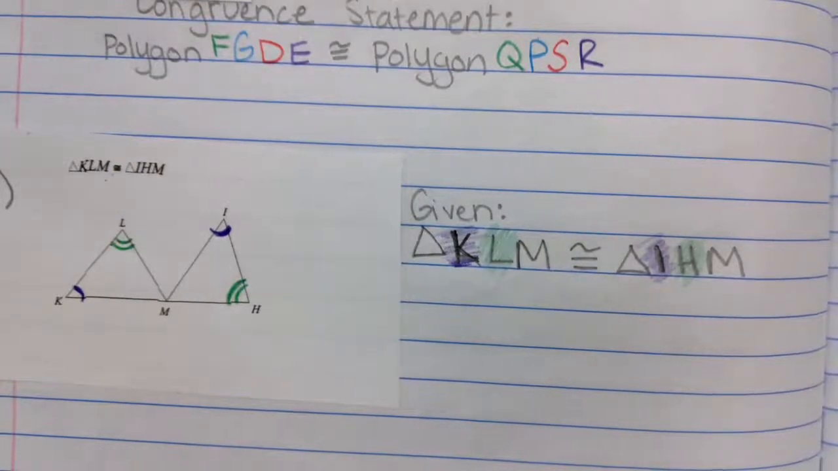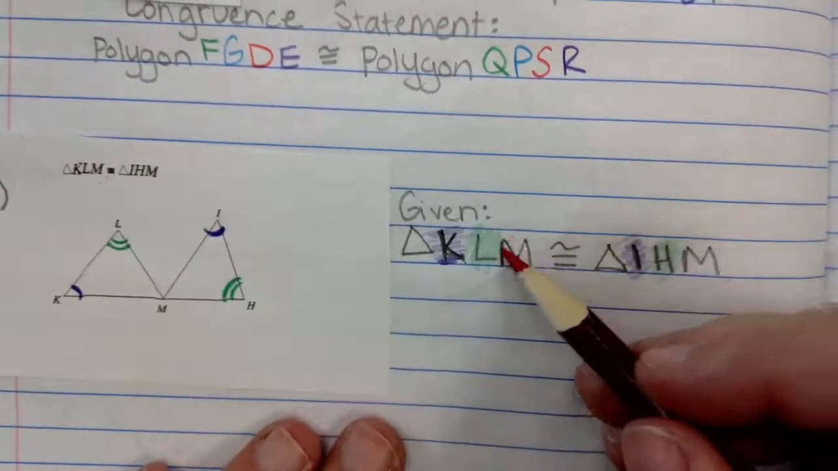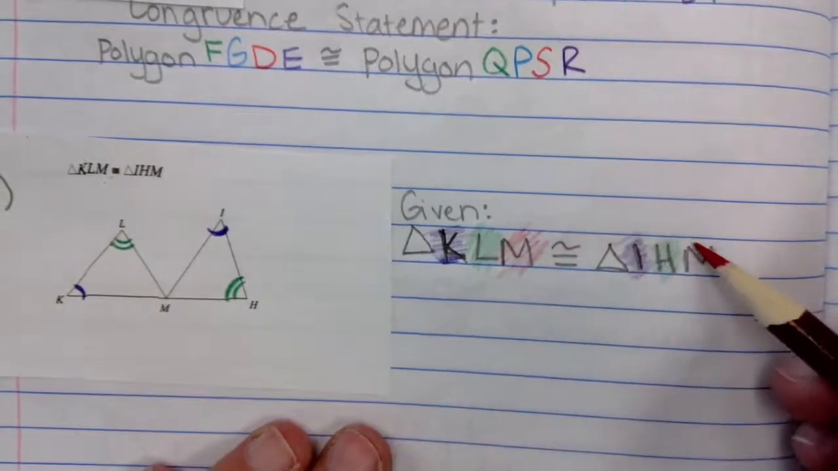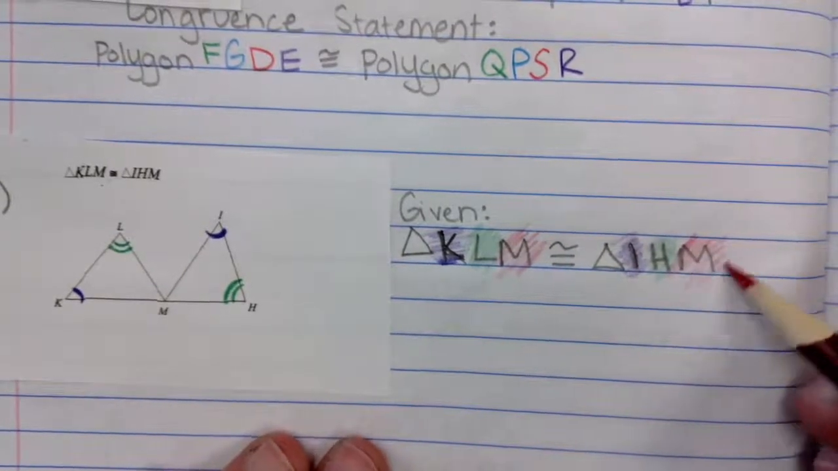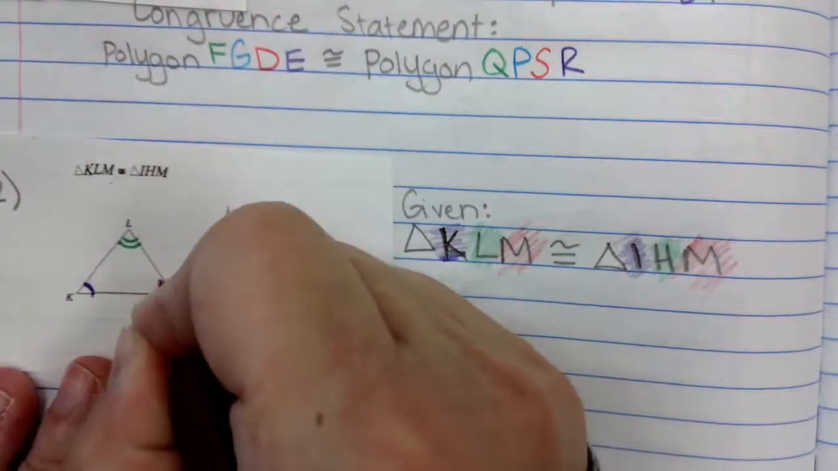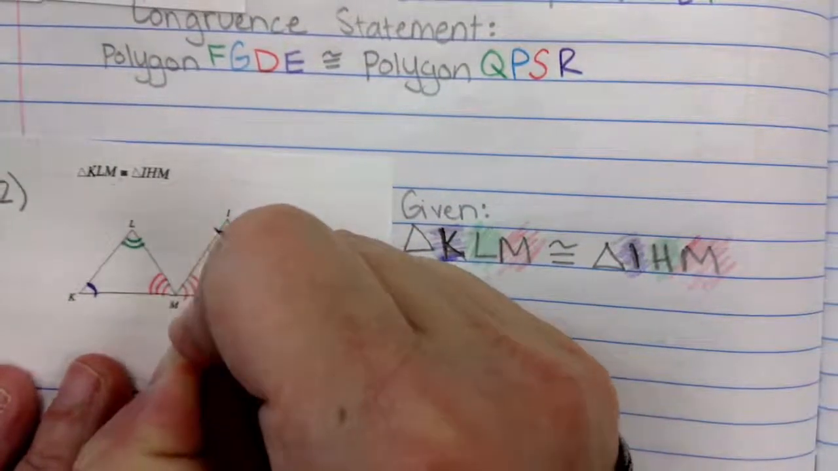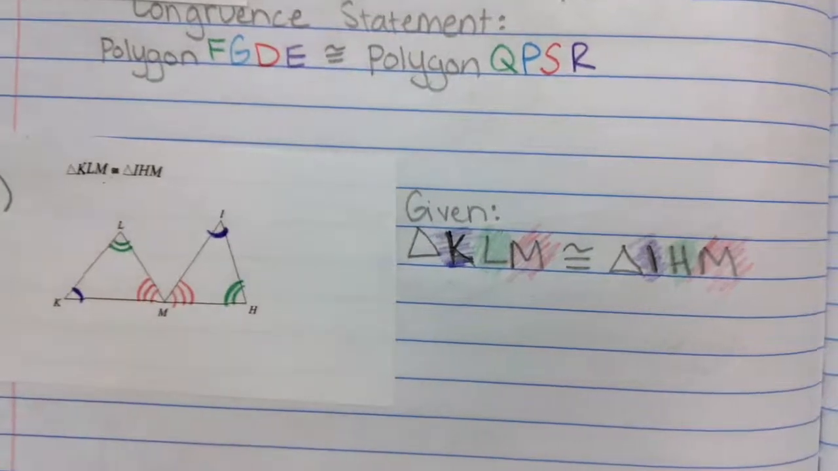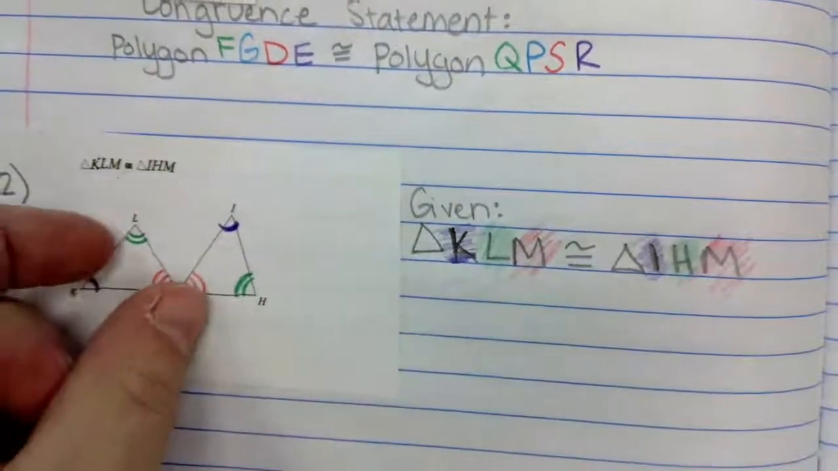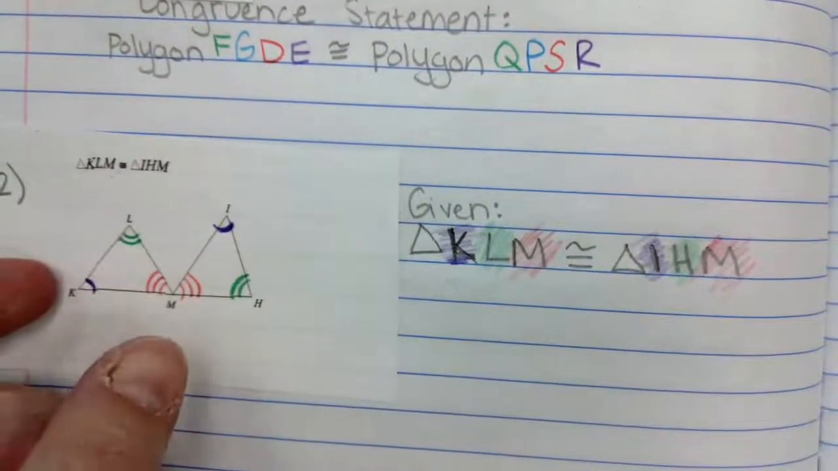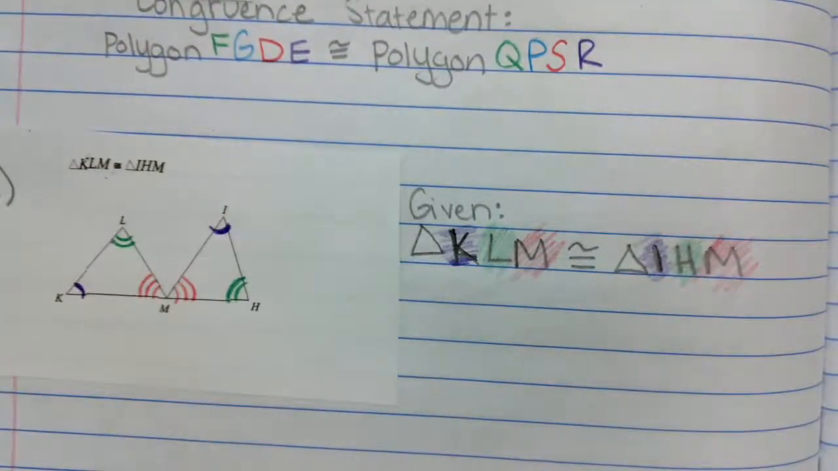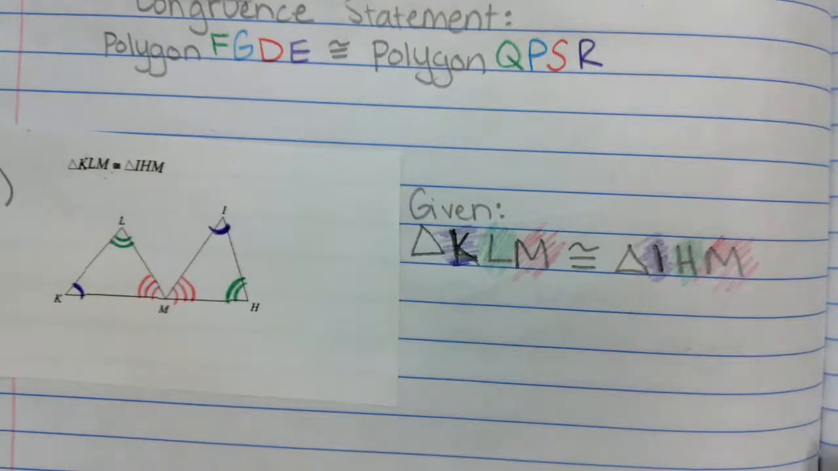Alright, so we know that angle M is going to align with angle M. So M. So it's like they took this triangle and they just flipped it. They kind of rotated it clockwise. Okay. So now we also need to mark the sides.